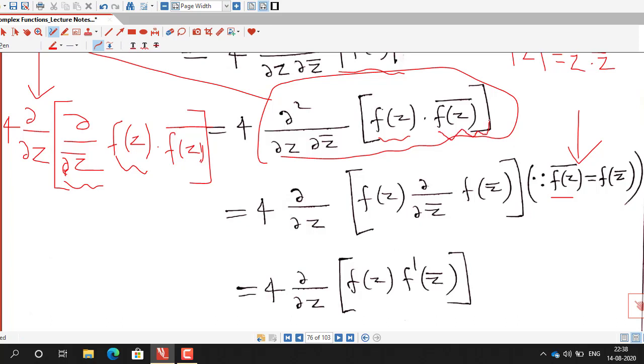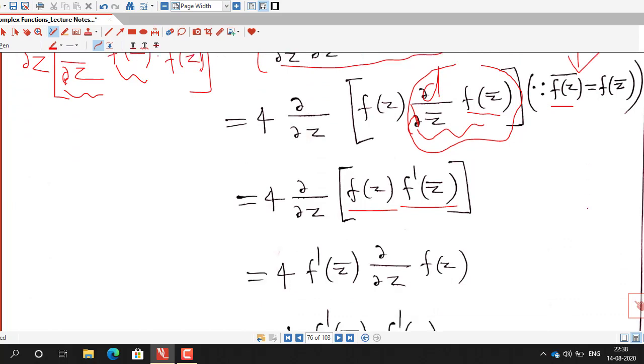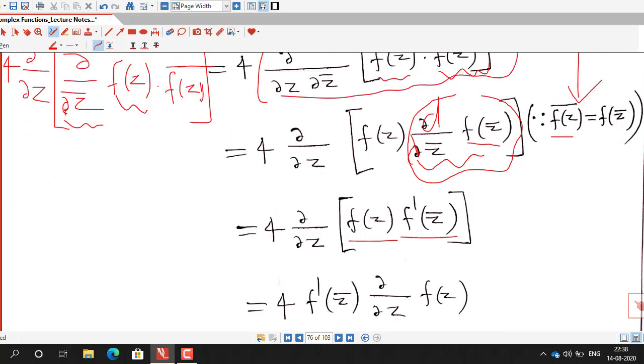Instead of writing conjugate of f of z, they are writing del by del z bar of f of z bar. Now this is not a partial derivative. Here I have to write ordinary derivative because it is a function of only one variable. So d by dz bar of f of z bar, this I can write as f dash of z bar, and this is f of z. Now here we have to again take the second derivative.